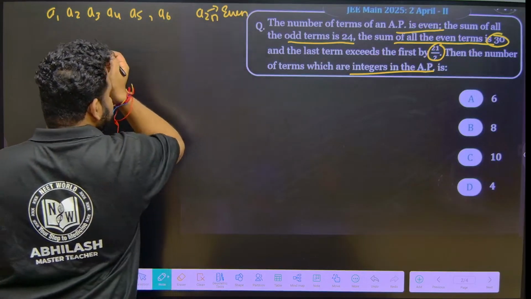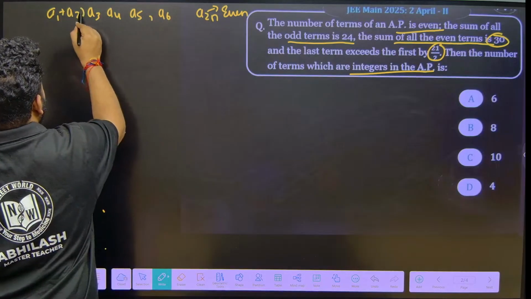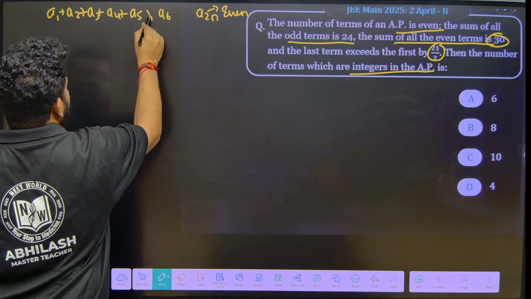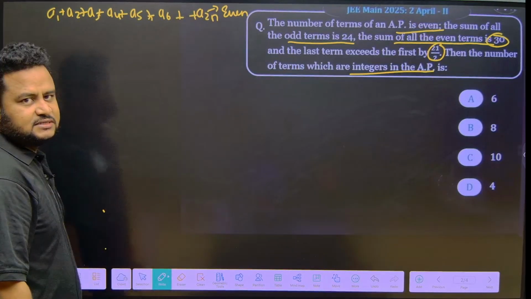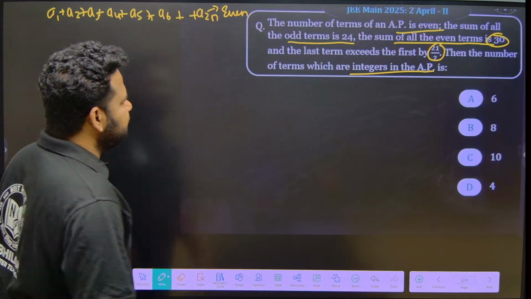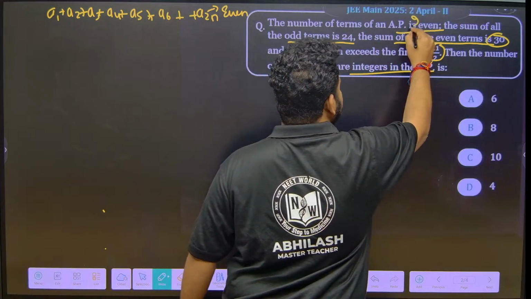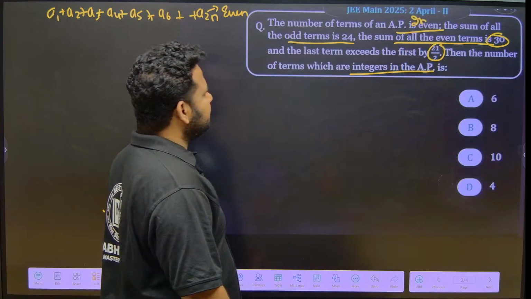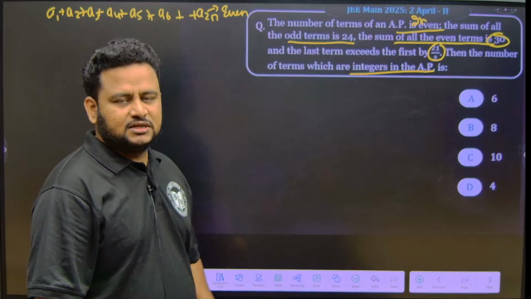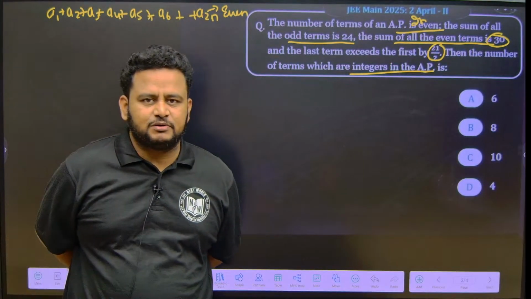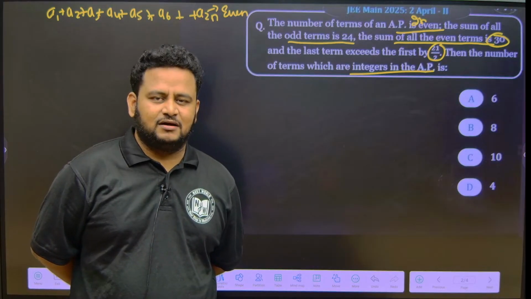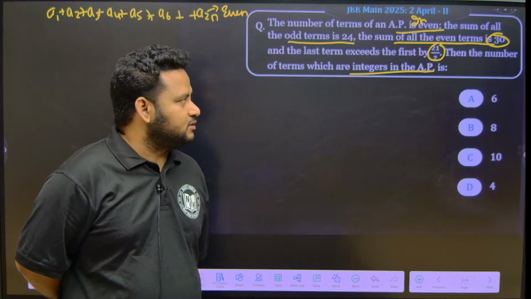Let me write it as a sum. So this will be what? Even number of terms. That is why it is A2n. That is why, if the number of terms is even, you should write it as 2n. If even is 2n, then the odd number of terms will be what? 2n minus 1. Odd number of terms will be 2n minus 1.